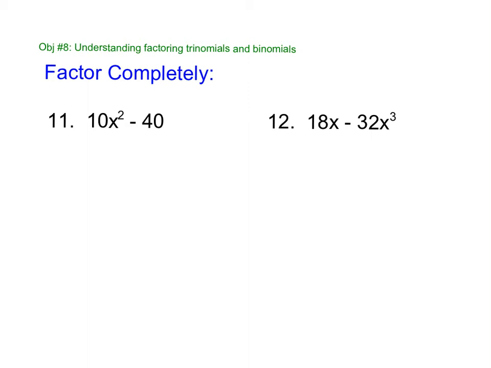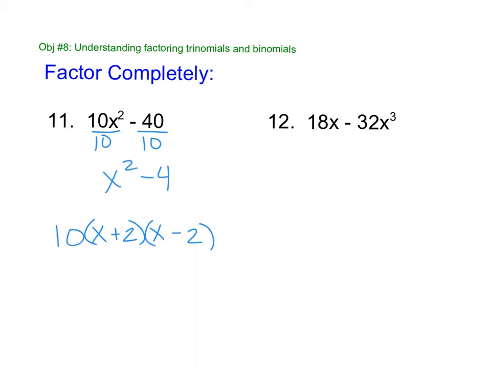So for number 11, I have a GCF of 10. When I divide, what's left? X squared minus 4. That's a dots. Subtraction and perfect squares. So we've got x times x is x squared, 2 times 2 is 4, one's plus, one's minus. And then don't forget to put the 10 in the front. Number 12 is the hard one.